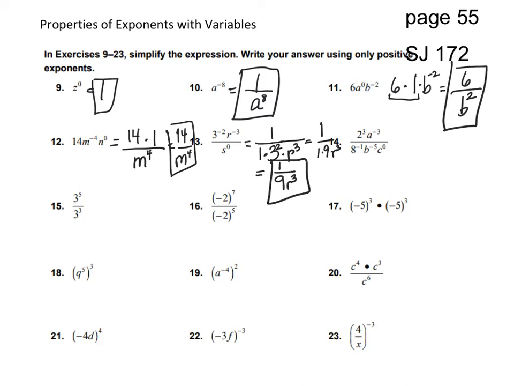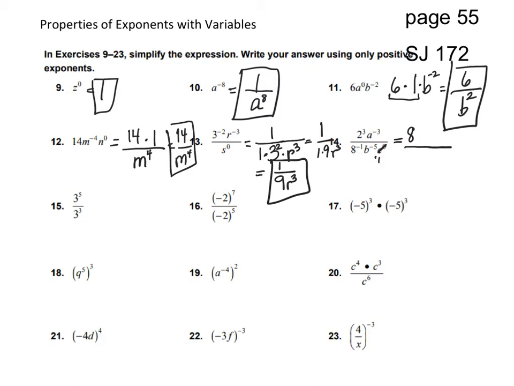Number 14. There's a lot going on in this problem. Right away I see I can simplify 2 to the 3rd power. The reason why I can go ahead and simplify it is my exponent is a positive. 2 to the 3rd power is 8. I see that this c to the 0 power is 1. I'm going to go ahead and mark it out and put times 1 because I don't really need it there.